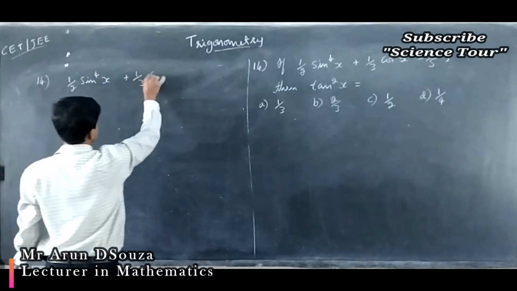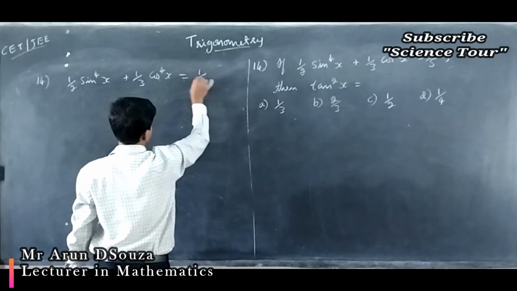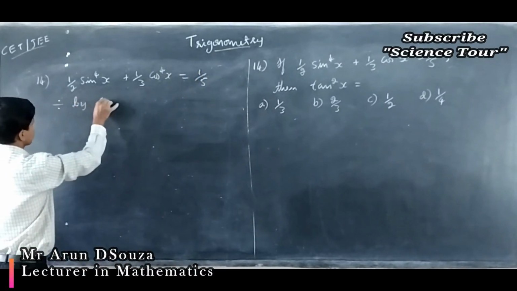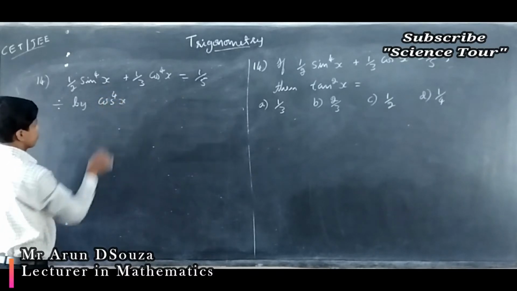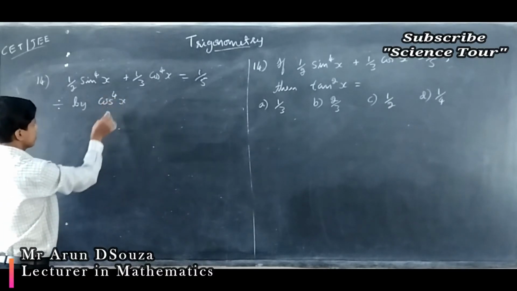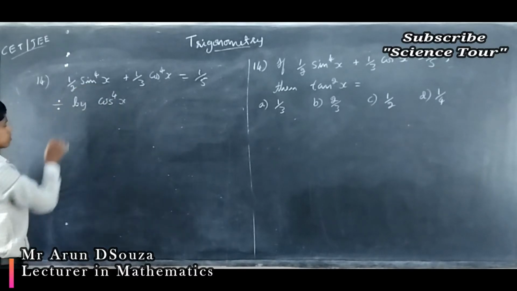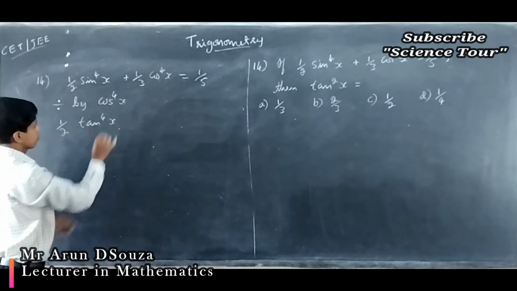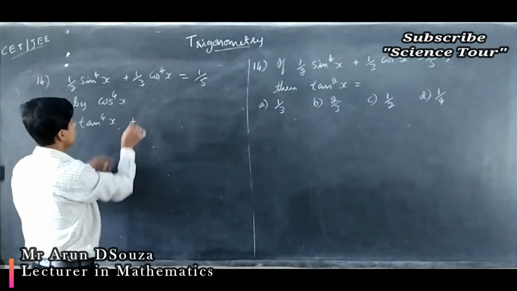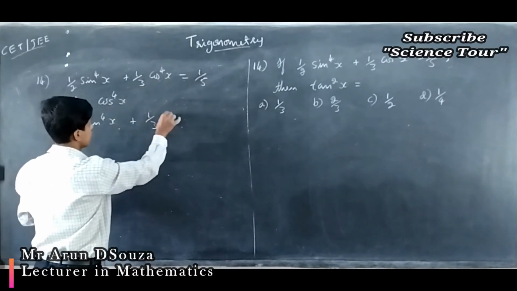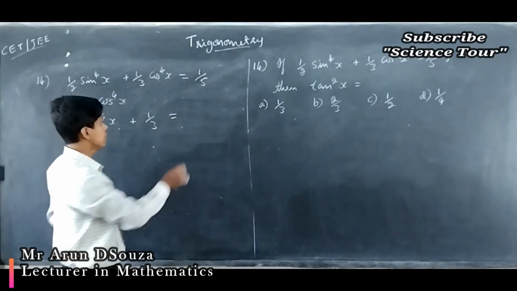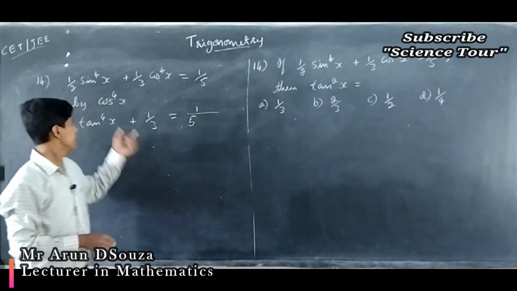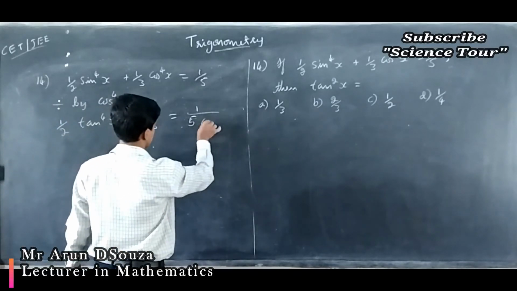Let me write the given thing first. That is equal to 1 by 5. Now divide throughout by cos raised to 4x. If I divide by this, shall I write it directly? So half tan raised to 4, because sin by cos, and here the cos will cancel and only 1 by 3 will remain, and here you have got 1 by 5 divided by cos raised to 4.